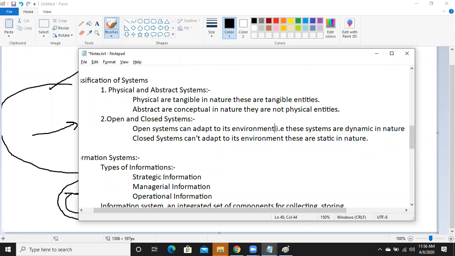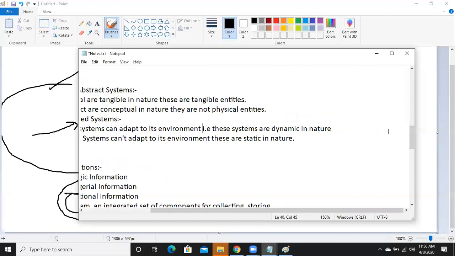So open systems, if I give a simple definition of an open system, the system that interacts with its environment will be known as an open system, right? Interacting with their environment means they adapt to the changes in their environment. Okay, that is, these systems are dynamic in nature.